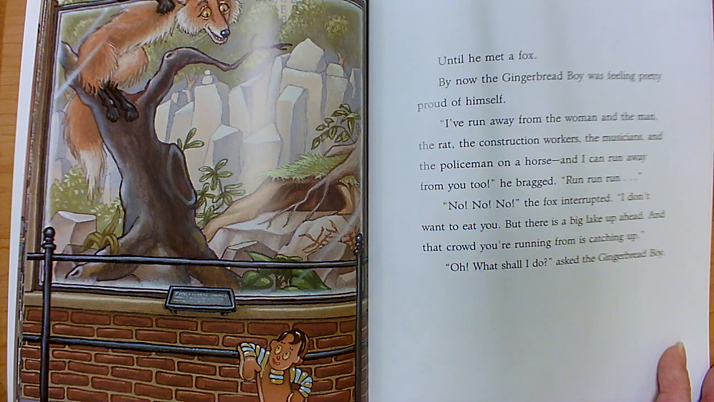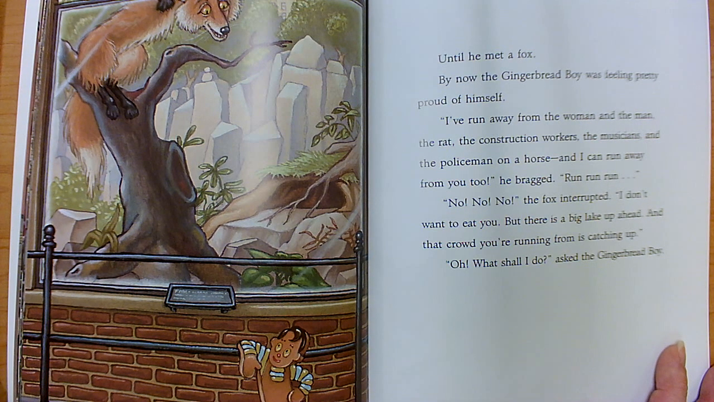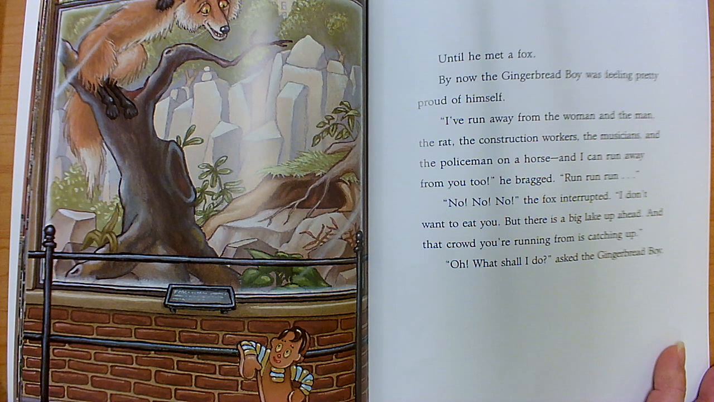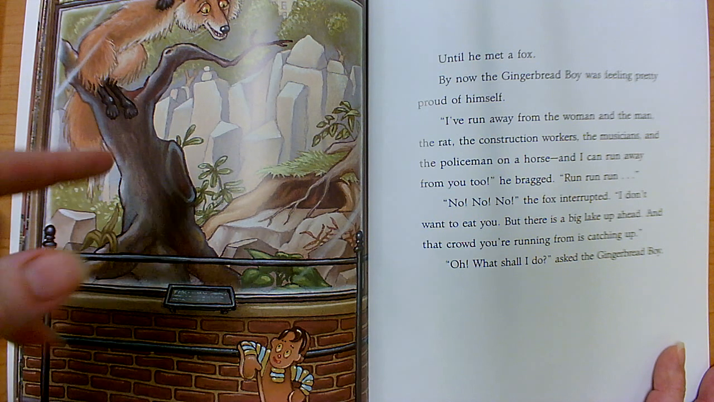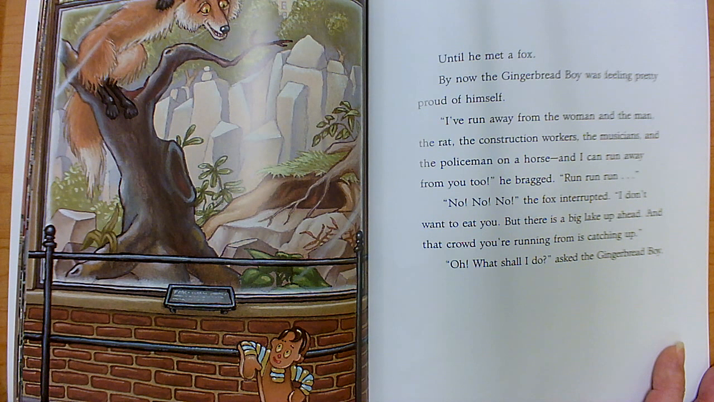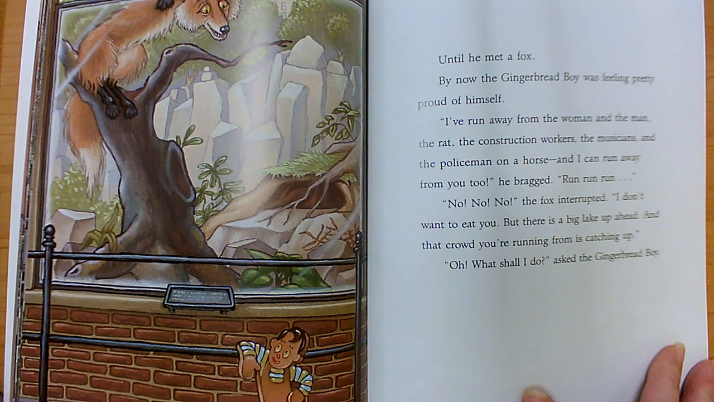Oh, how is this similar to our original gingerbread book? You're right, the fox was the only one that broke the pattern. And here, the fox breaks our pattern again. I wonder how else it's similar. But he doesn't seem to be trying to trick him. He's not saying he can't hear him, so it is different too. Let's read more and find out.